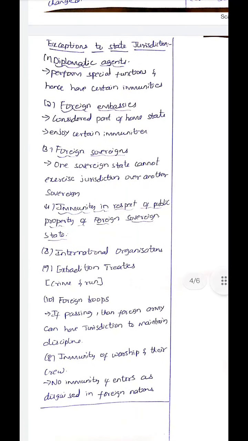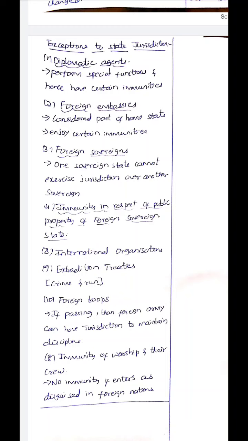Next are exceptions to state jurisdiction. Who is immune from state jurisdiction? Diplomatic agents. Diplomatic agents are persons residing in a different state's territory, but they are loyal to their own state. They are performing certain functions of their own state.